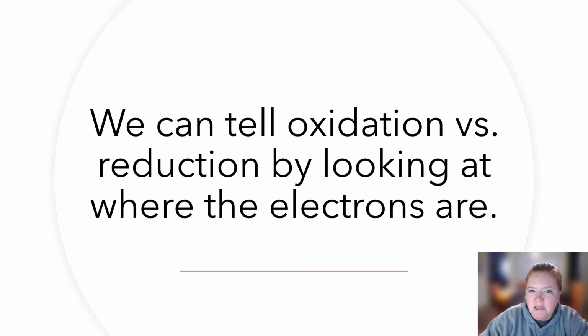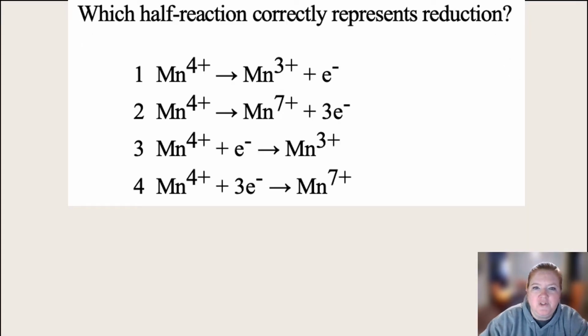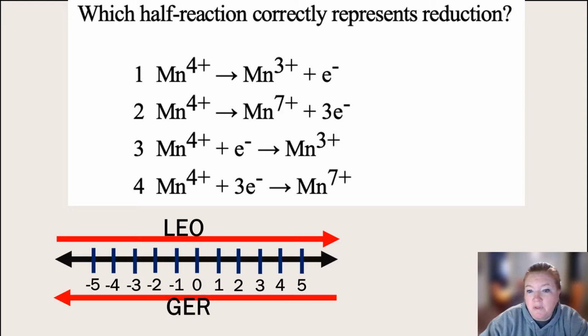We can tell oxidation versus reduction by looking at where the electrons are, which is what I just said, right? So which represents reduction? So remember the number line, so you just draw it real quick, okay? So when it is reduction, electrons belong on the reactant side. So see right here, they're on the product side. Product side. Automatically get rid of those.